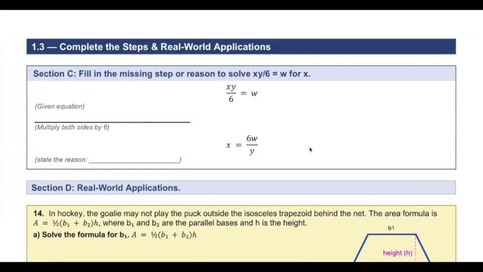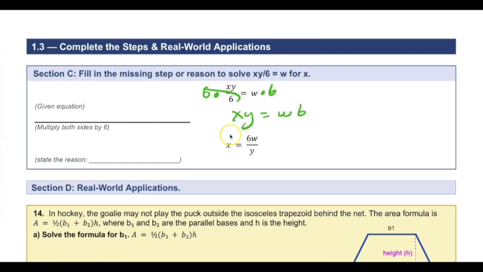Next one, fill in the missing space. So we started here, given the equation. Now they want me to multiply both sides by 6. So we're going to multiply both sides by 6. And that gets us, let's write it here, those will cancel, xy equals w6. And then it says, how did I get from here to here?